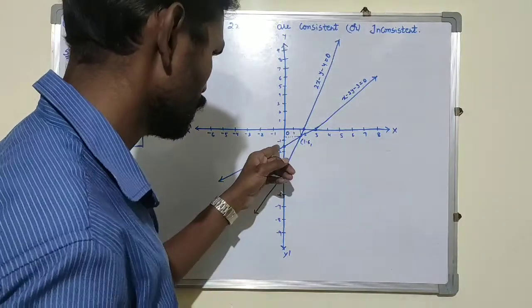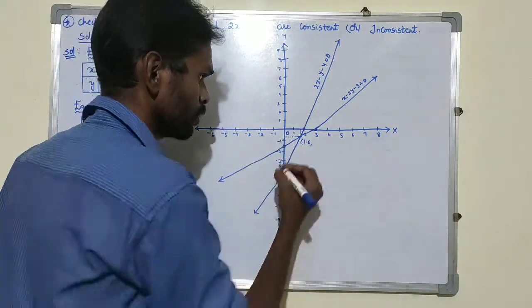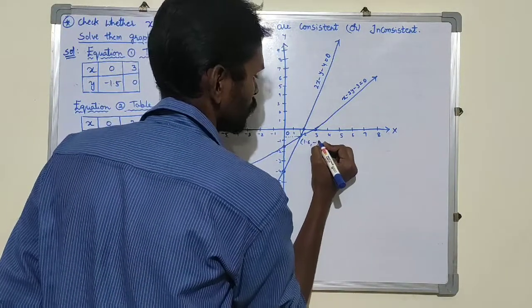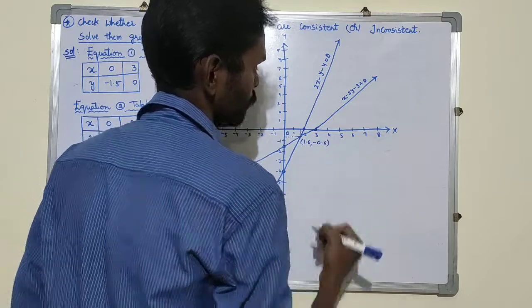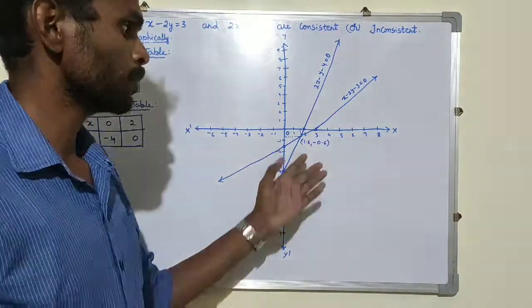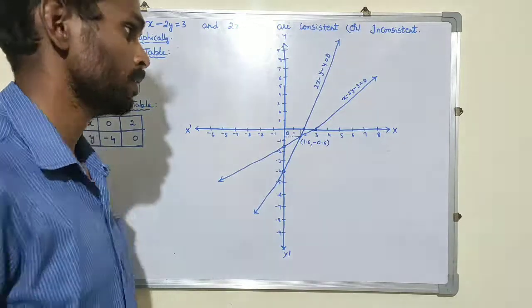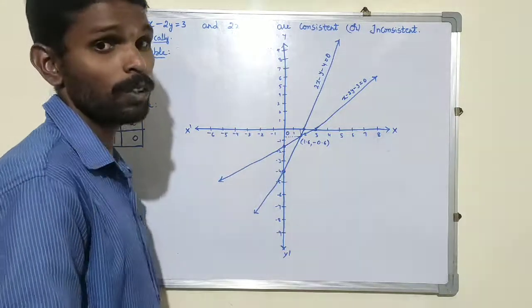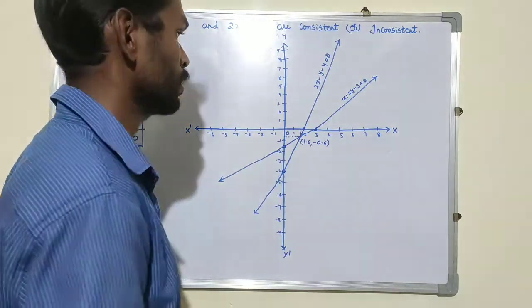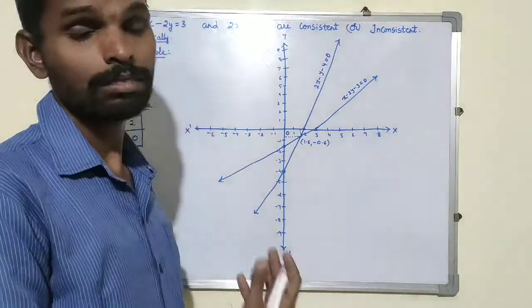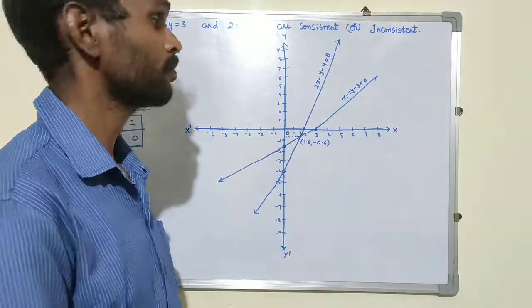And see, this is also minus 0.6. You will get the solution like this. If you do it on graph paper, the solution will be apt. Okay. This is how to solve a linear equation using a graph.